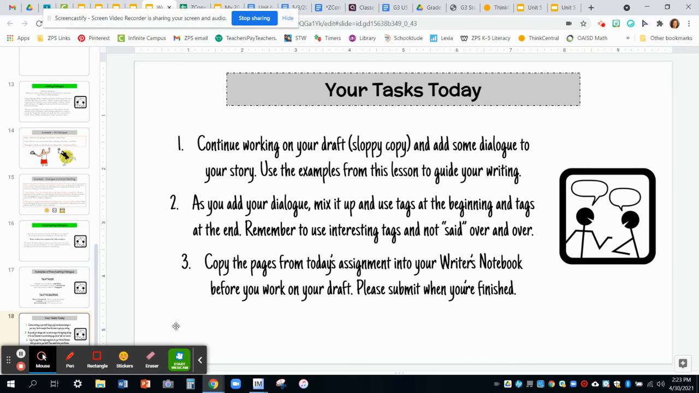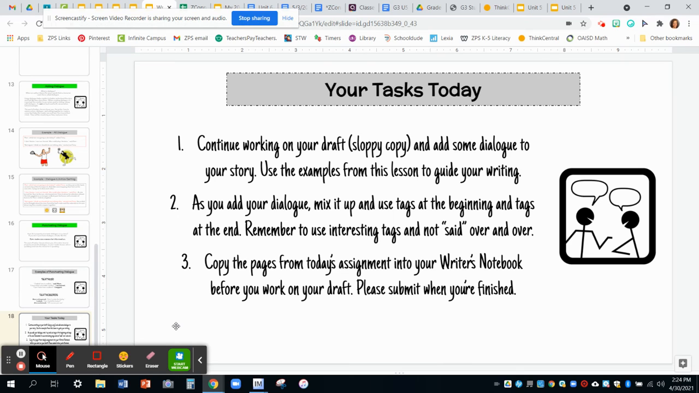You're going to go back and add some dialogue into your story where appropriate. Okay, use the examples from the slide here and from your writer's notebook that you're going to be writing down. Use the examples to kind of help you. How do we stretch it out? How do we show detail by showing some action and by showing pieces of the setting, right? What's happening in the story.